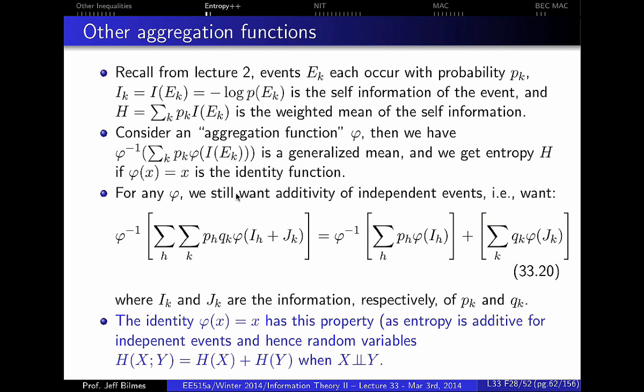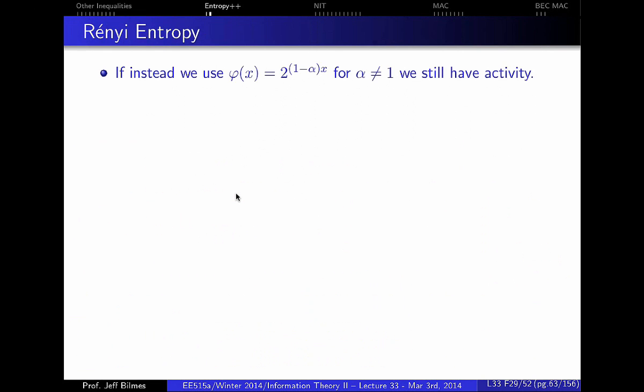Here's the additiveness of entropy. It turns out that there's another family of phis, and it's the only other one. If we take phi of x is equal to 2 to the 1 minus alpha x, that one also leads to additive events, strangely enough. We have to take alpha not equal to 1. Otherwise it doesn't make sense.